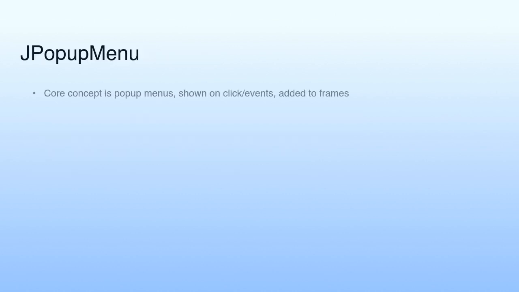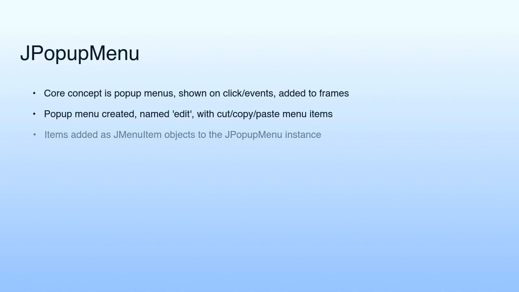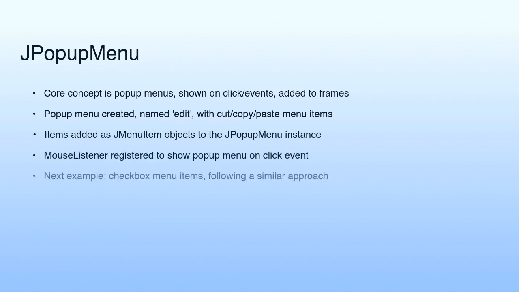Pop-up menu enables context menus that appear on click events within a frame. In the example, a pop-up menu named Edit is created with cut, copy, and paste menu items, each added as an item object to the pop-up menu instance. A mouse listener is registered to show the pop-up menu on click events.